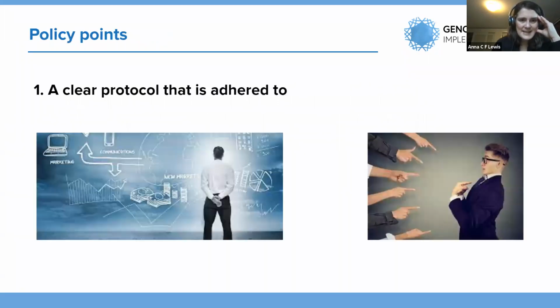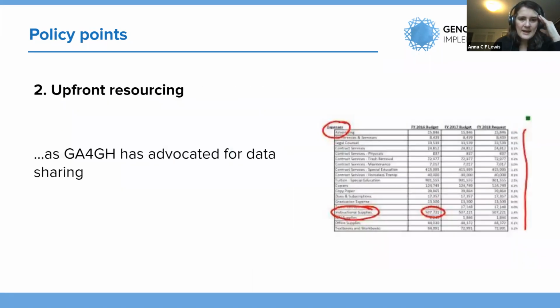Next slide, please. Upfront resourcing. So for the sharing of genomic data, GA4GH has insisted that this be a line item in research budgets. And we're saying that the same ought to be true for return of results. So this is upfront resourcing, both for the full process and also the personnel that would be needed.